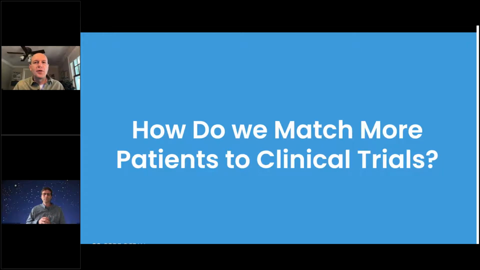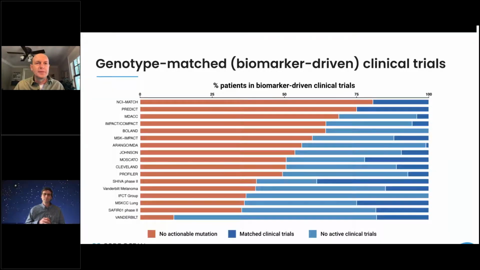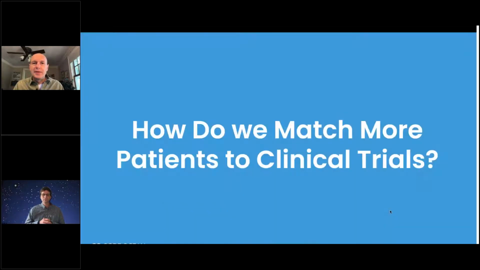So basically the goal, if I go to the previous slide, is to eliminate the red percentage of patients that are coming to the clinic and we cannot assign them any specific clinical trial that will, with a high probability, be beneficial for them to cure the cancer that they have. So we want to paint the picture here with dark blue as much as possible. And the question is, how do we do that? How do we achieve that goal? How do we match more patients to clinical trials?